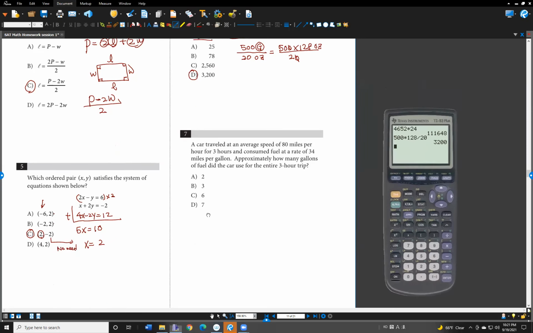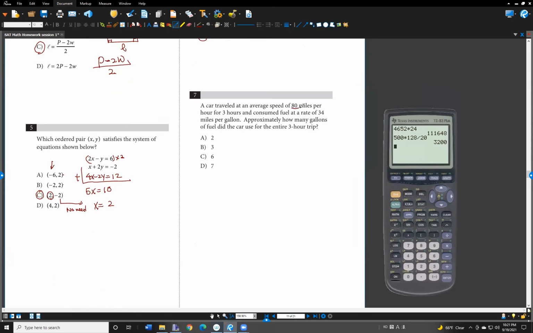Number 7. A car traveled at an average speed of 80 miles per hour for about 3 hours. Can you find the travel distance for 3 hours? 80 times 3 equals 240 miles traveled. And it consumed fuel at the rate of 34 miles per gallon. For 1 gallon, they traveled 34 miles. Approximately how many gallons of fuel did the car use for the entire 3-hour trip?